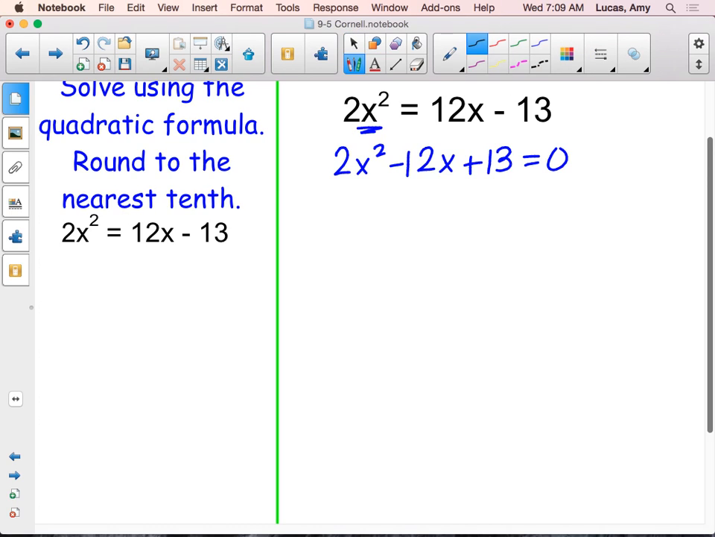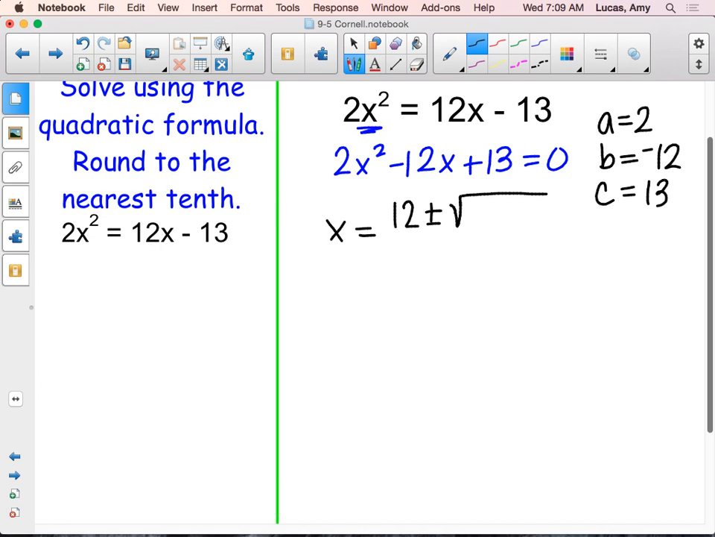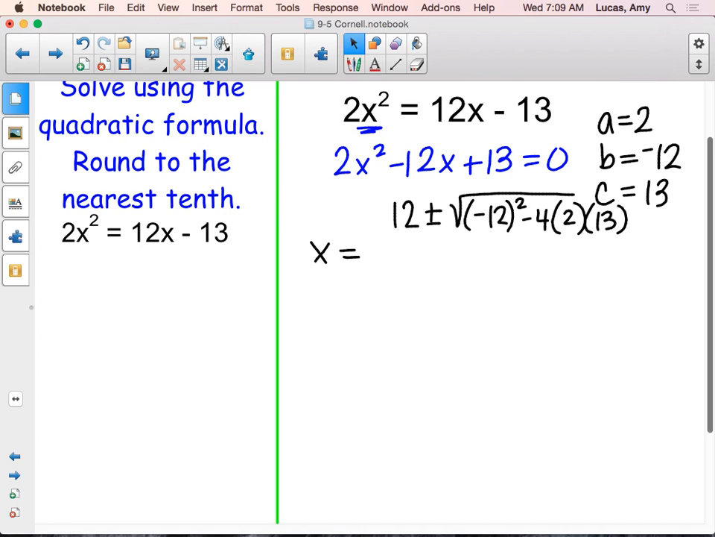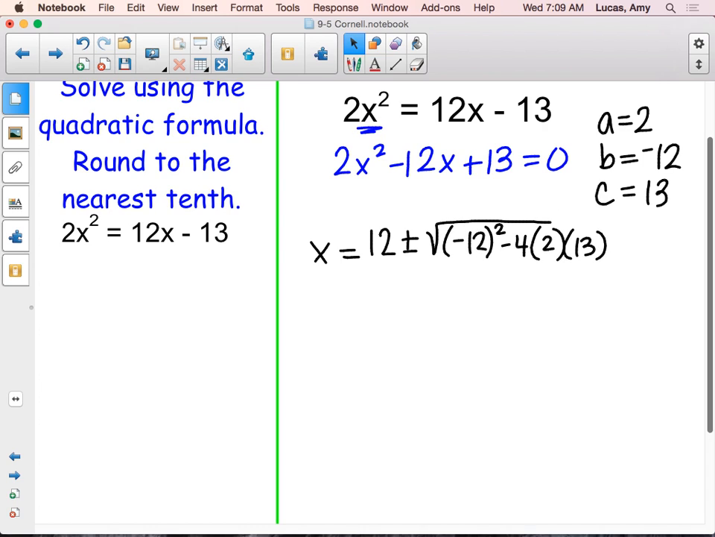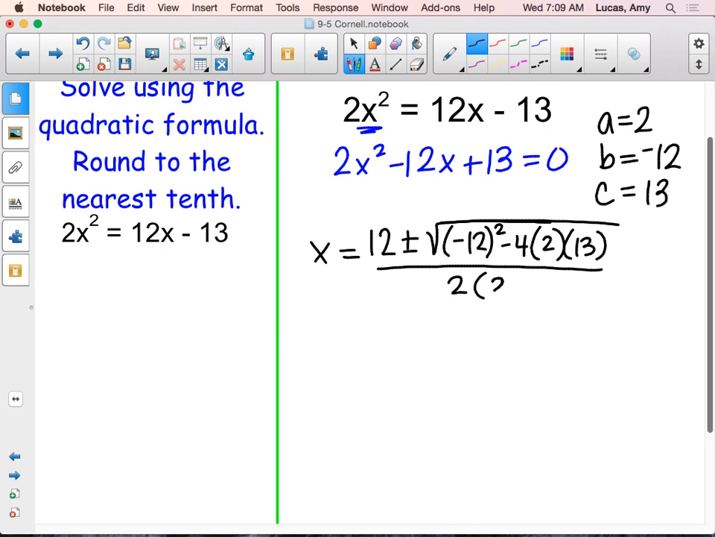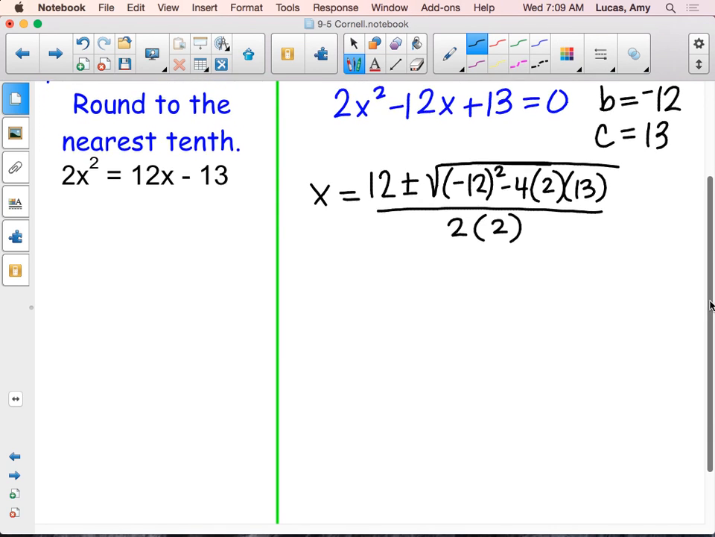Now, my quadratic formula says x equals the opposite of b. Well, I have a equal to 2, b equal to negative 12, c equal to 13. So the opposite of negative 12 is positive 12. So 12 plus or minus the square root, and now we have the discriminant part, b squared minus 4 times a times c. And it's all divided by 2 times a. Make sure that you don't forget about the bottom of your fraction. That's a pretty common mistake that we see.